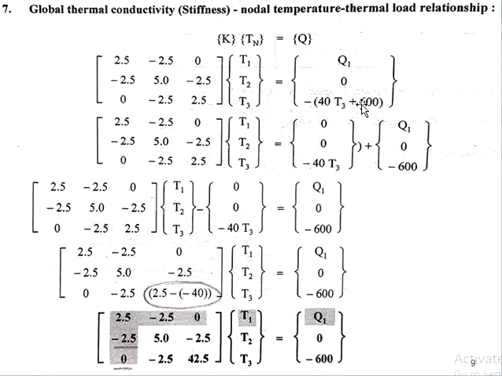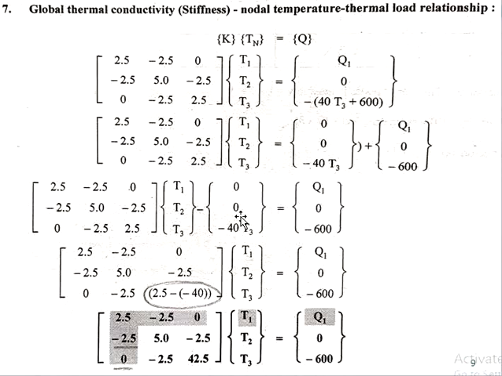So we split this value into two matrices. 0 0 40 T3 and Q, because heat flux placed on the right side will remain fixed on the right side. So we shift this Q1 to the right side, Q1 0 and minus 600. Then in the next step we shift this matrix towards the left side. These two matrices as they are, minus 0 0 minus 40 T3 matrix, shifted here to the left side.